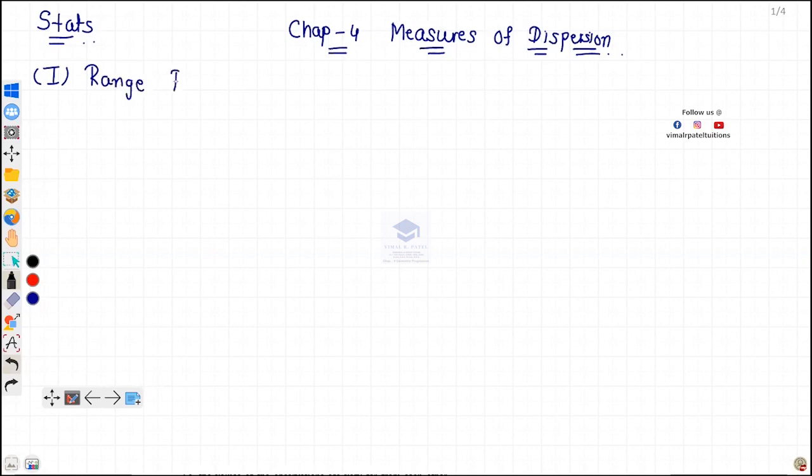First, range, that is R. Very easy. XH minus XL means value of highest observation minus value of lowest observation. The largest number minus the smallest number, or highest minus lowest.